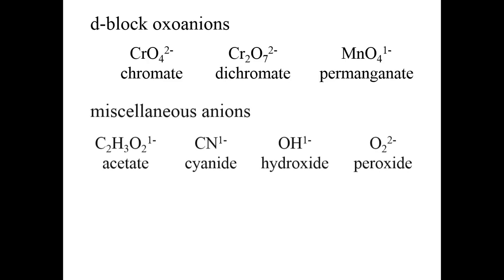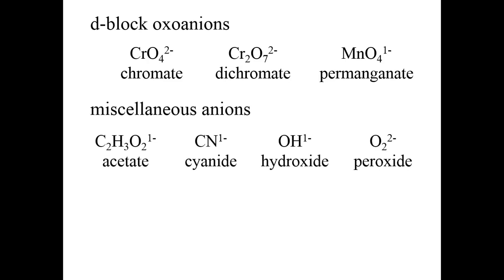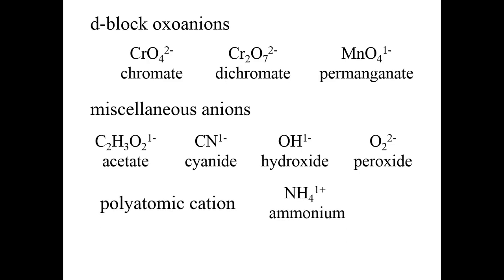There are some miscellaneous anions as well: acetate, cyanide, hydroxide, and peroxide. One of these uses the "ate" suffix, while the others use the "ide" suffix. There is one polyatomic cation that we will see in compounds, that being the ammonium ion, which is derived from NH3, ammonia. Again, think of these ions as part of the vocabulary of chemistry.